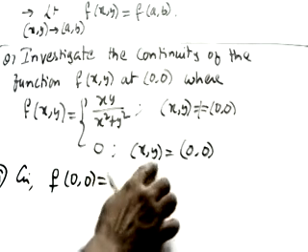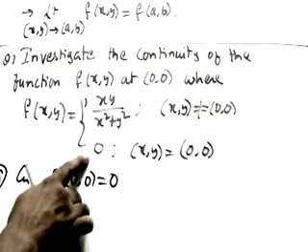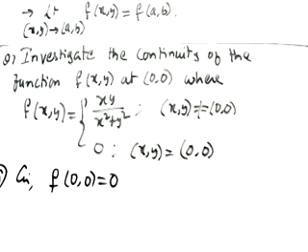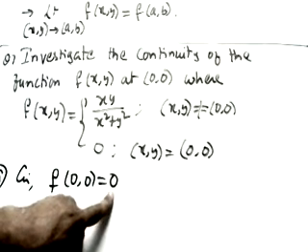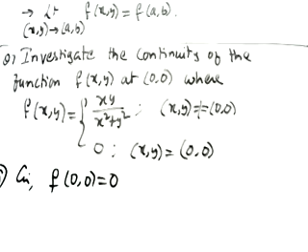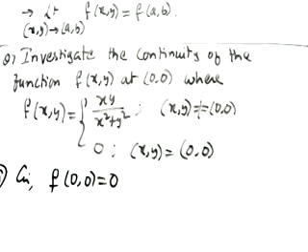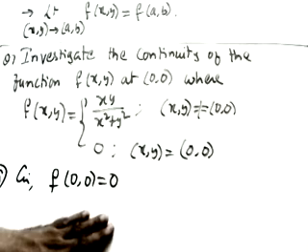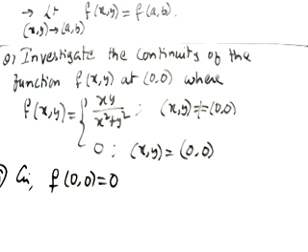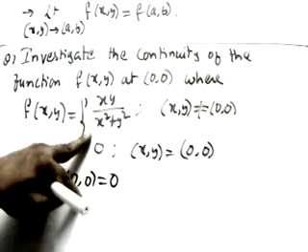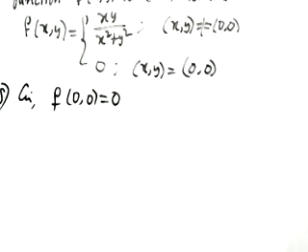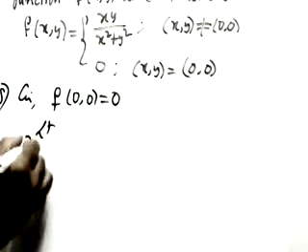See here, f of (0, 0) is 0. So the limit value should also exist and its value should also be 0. Then we say it is continuous. If the limit value exists but is not equal to 0, we say the function is not continuous. And if the limit value does not exist also, we say the function is not continuous. So first we have to find the limit at (x, y) tends to (0, 0).